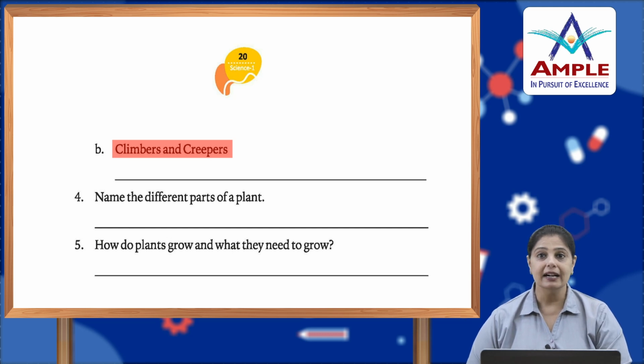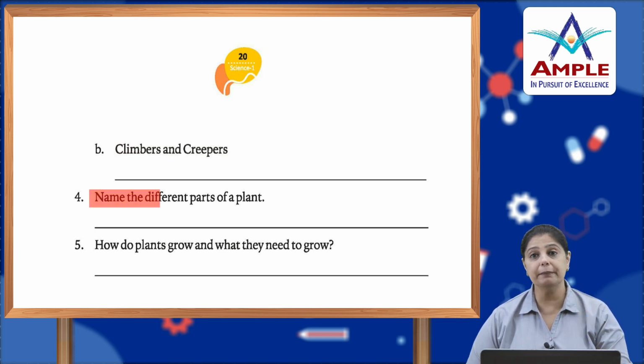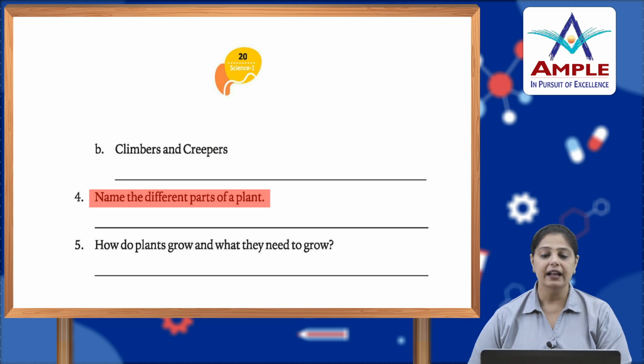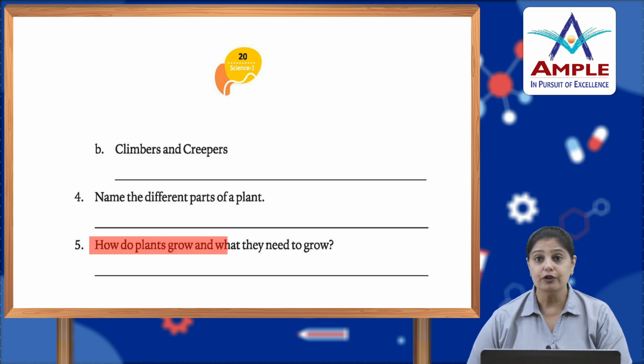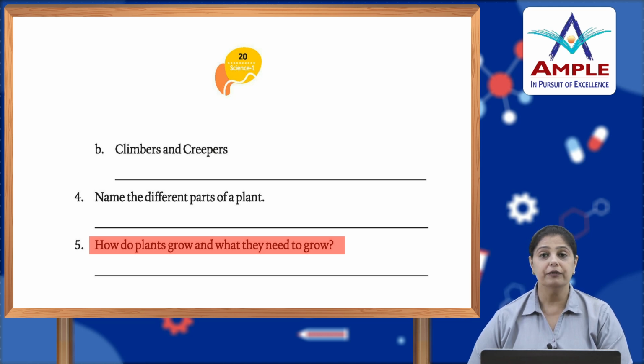Climbers and creepers. Climbers, they need support to stand, okay, and they grow upwards. Creepers, they creep along the ground, okay. Now, name the different parts of a plant: roots, stems, leaves, flowers, fruits, okay. How do plants grow and what do they need to grow? They grow with the help of air, water, soil, okay, and sunlight. That helps them to grow, okay.